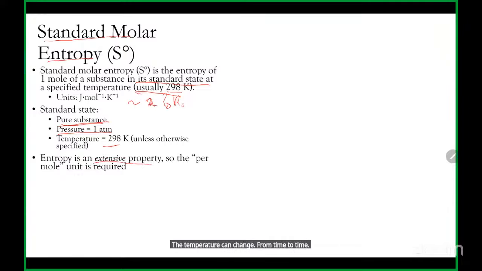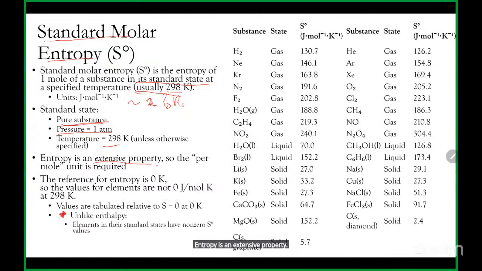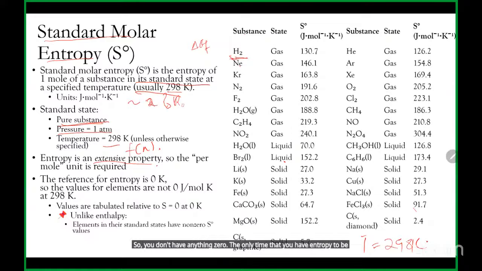Entropy is an extensive property. It is a function of the amount of substance present. So this is where I want to go here. If you remember, delta H of formation of H2 is 0. So H2 gas in its standard state. All these are in a standard state now, gas, liquid, solid at about 298 Kelvin. So you don't have anything zero. The only time that you have entropy to be zero is when you are at absolute zero.